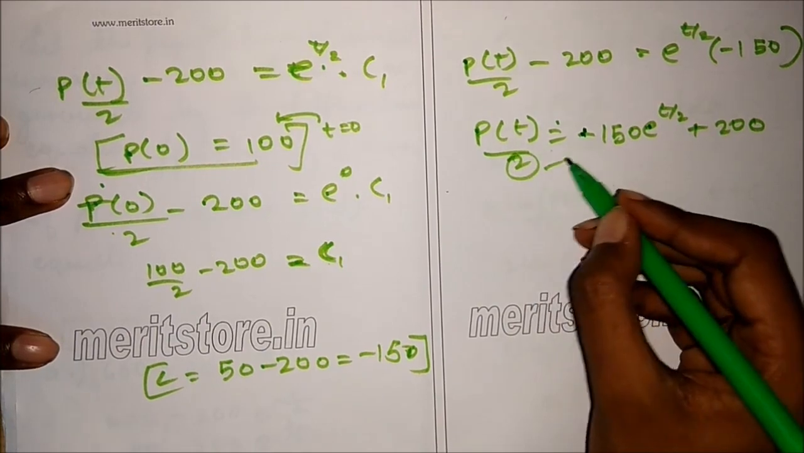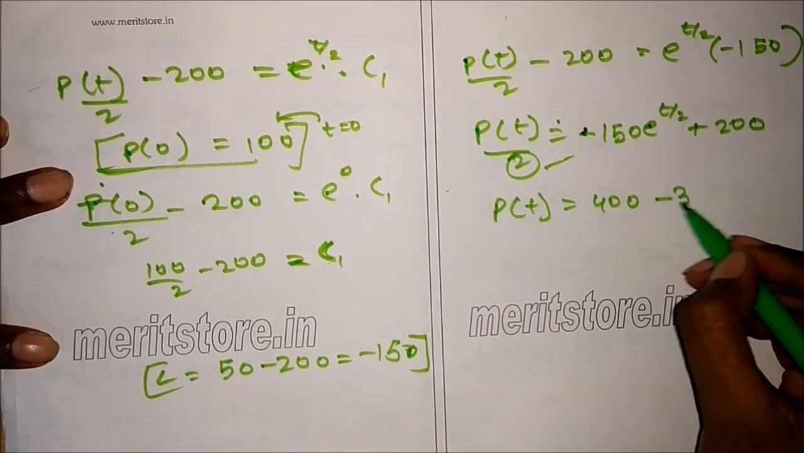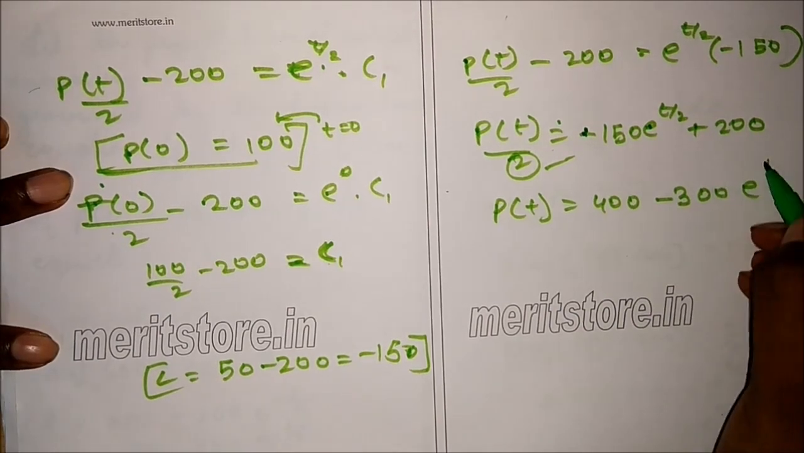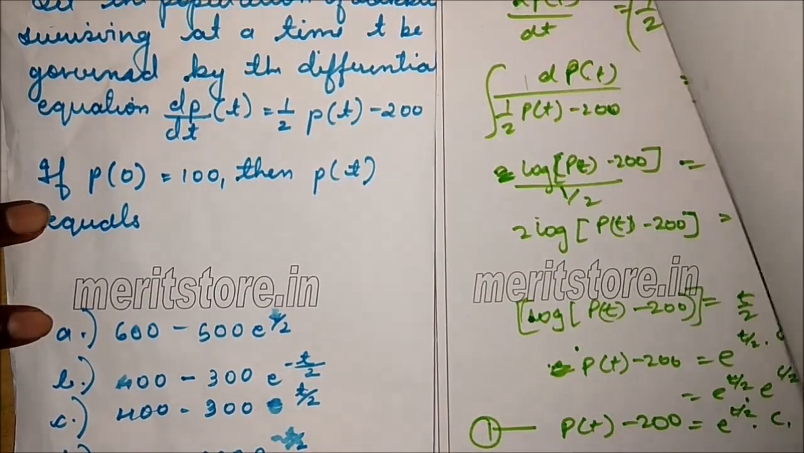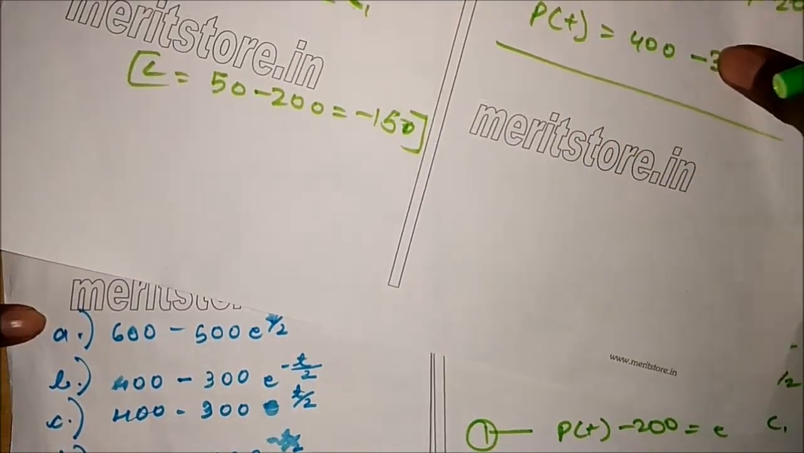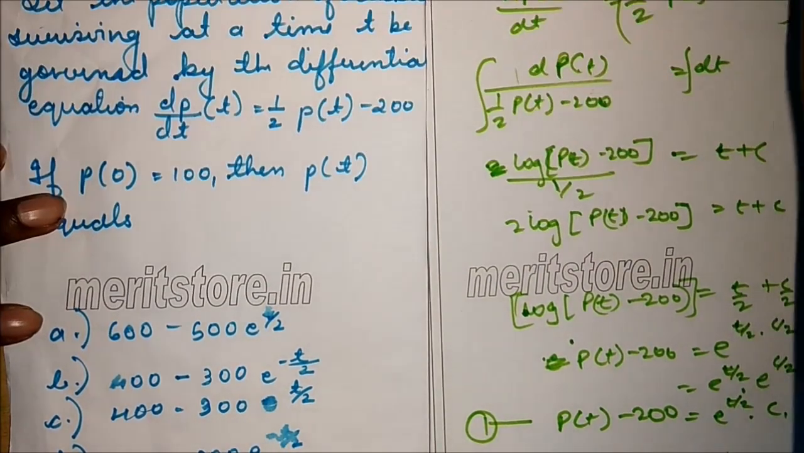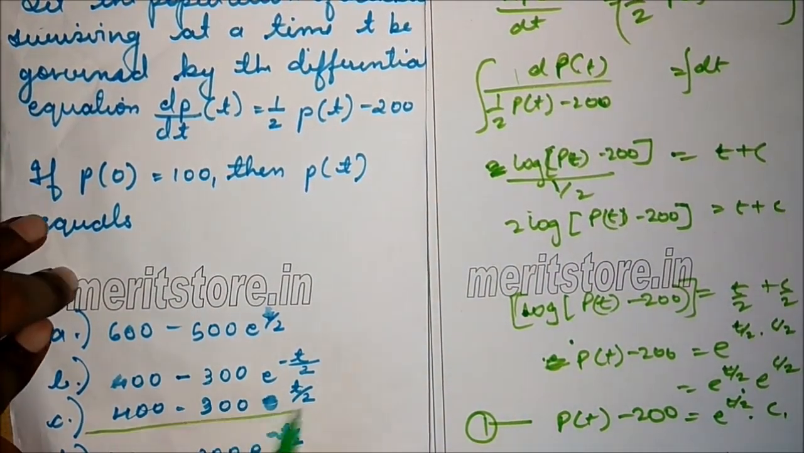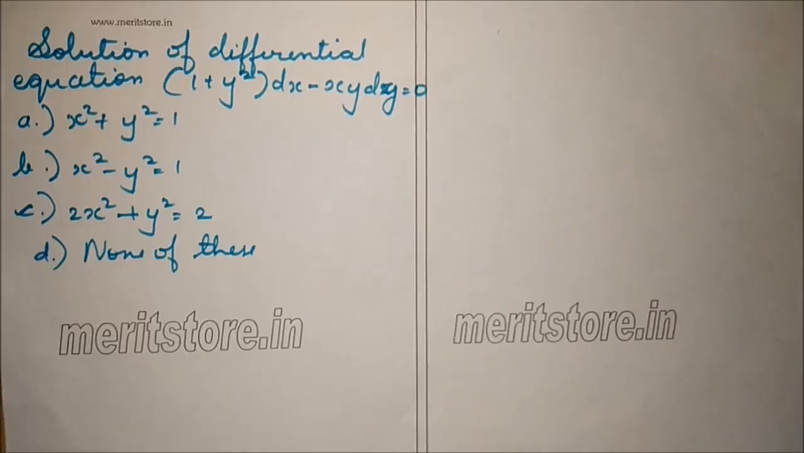So bringing this to RHS, we'll get p(t) is equal to 400 minus 300 into e raised to t by 2. So comparing this with the options, we get p(t) is equal to 400 minus 300 into e raised to t by 2. That is option C.